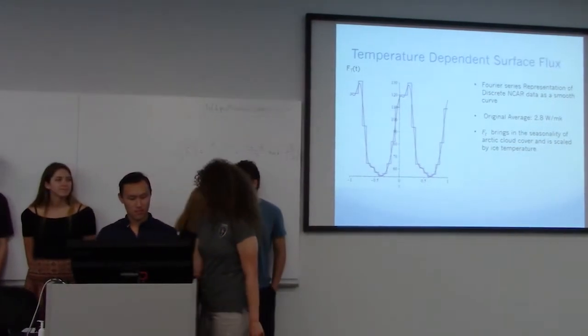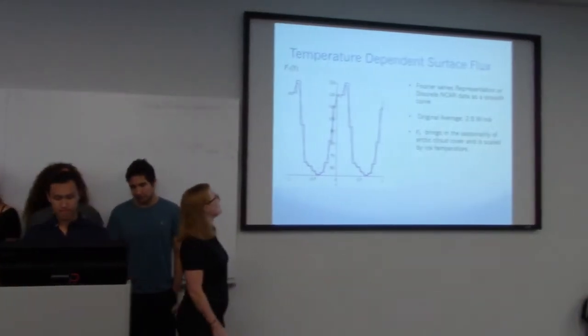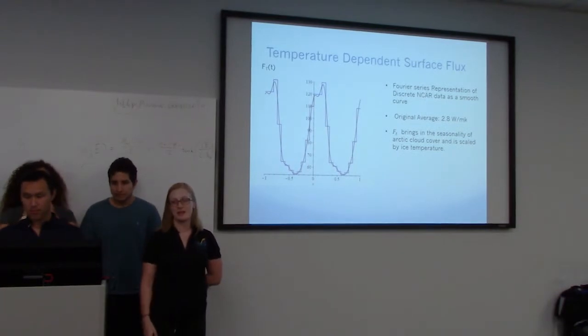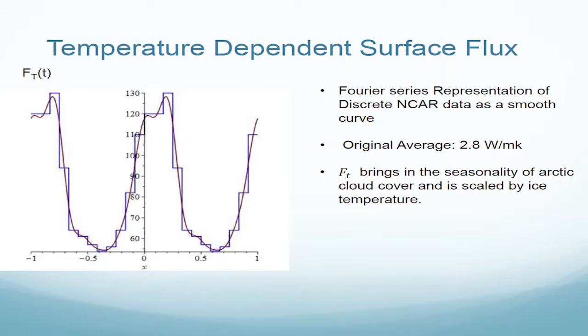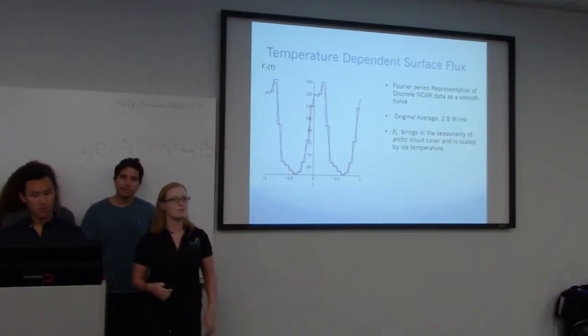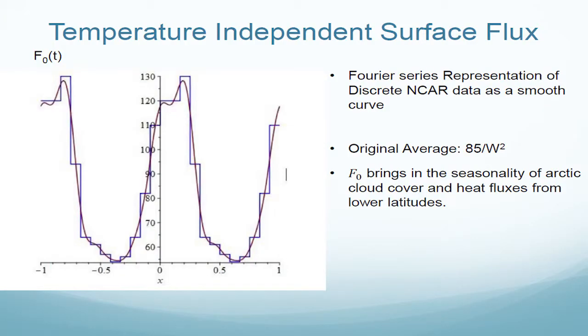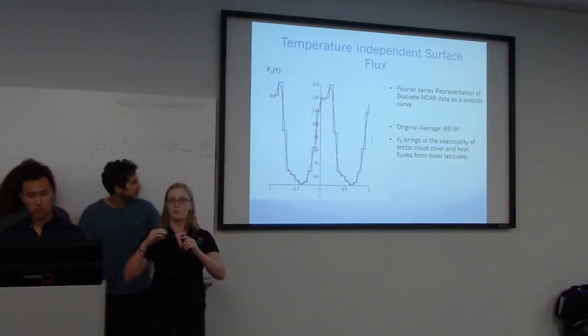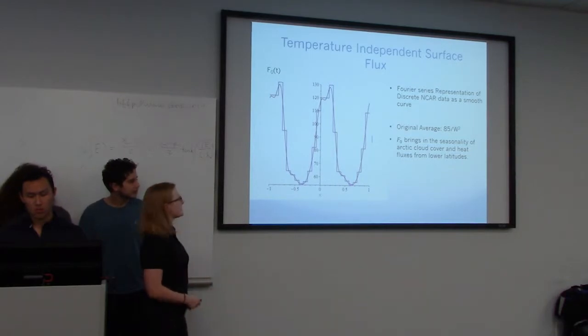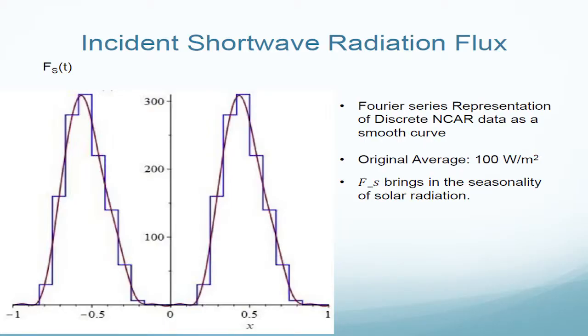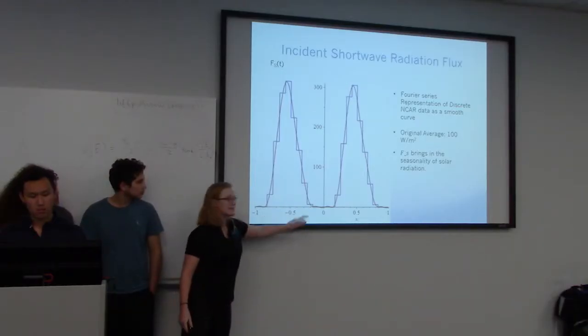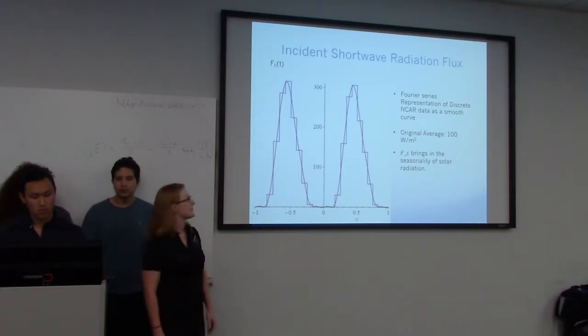So we changed 3 different parts of the simplified model: the temperature-dependent surface flux, temperature-independent surface flux, and the solar radiation flux. So the temperature-dependent surface flux represents the opaqueness of the sky, so more clouds will trap in more heat. And then we have the temperature-independent surface flux, which is the cloud cover and also the heat that comes from lower latitudes. So the heat from the south will move up towards the Arctic, the colder it is. And then we have the incident shortwave radiation, which is just the solar radiation in the Arctic, and it's going to be 0 at some points here because it's completely dark in the winter.